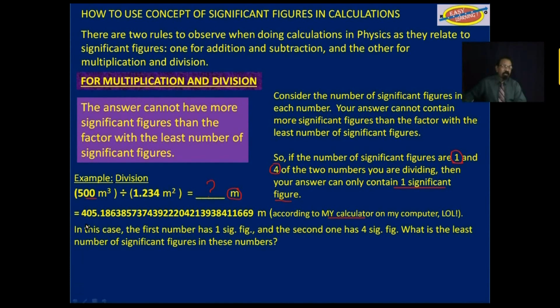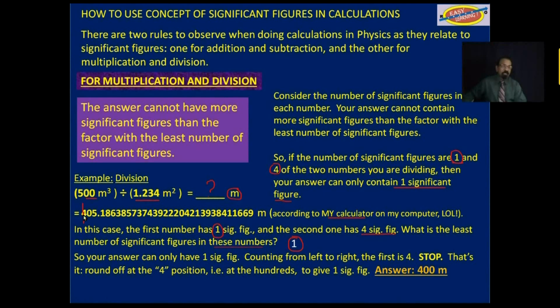This first number here, 500, has one significant figure. This number here has four significant figures. So the question is, what is the least number of significant figures in these two numbers? And the answer is 1, which means that your answer can only have one significant figure. So if we count from the left going to the right, we count the 4, that will be our first significant figure. And since we only are allowed one significant figure, we will have to round off at that hundreds position where the 4 is.